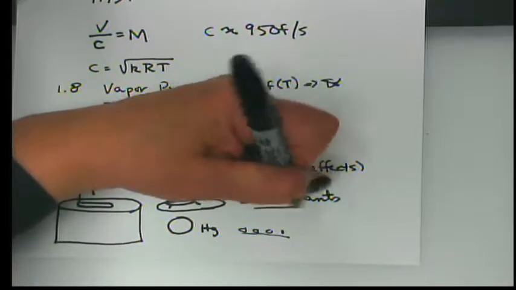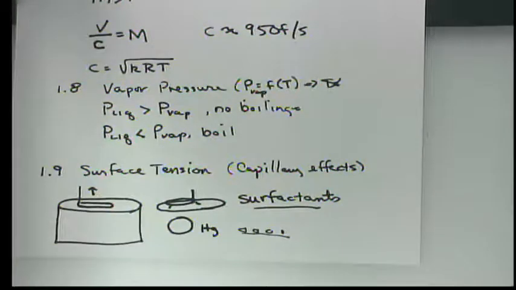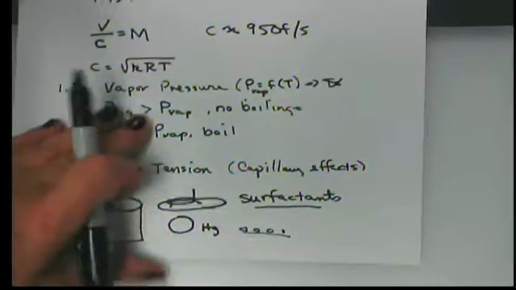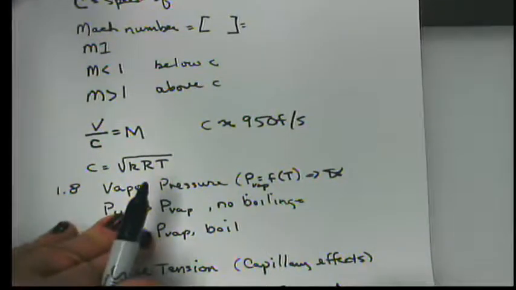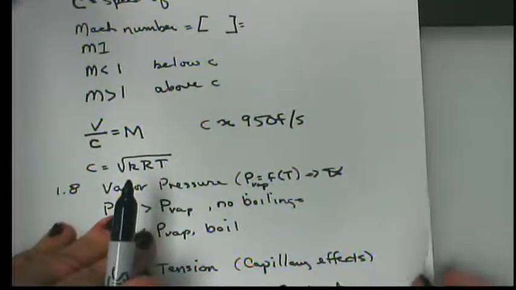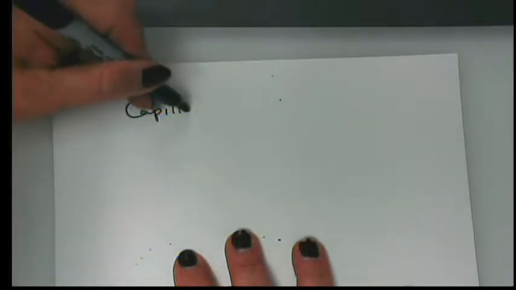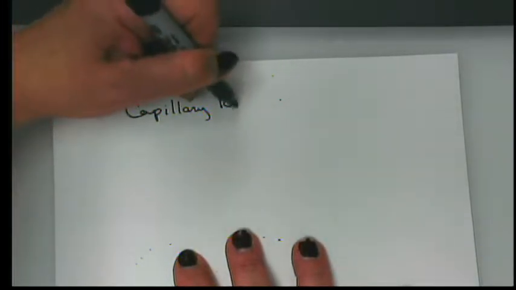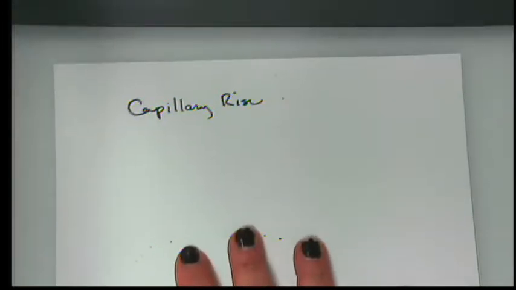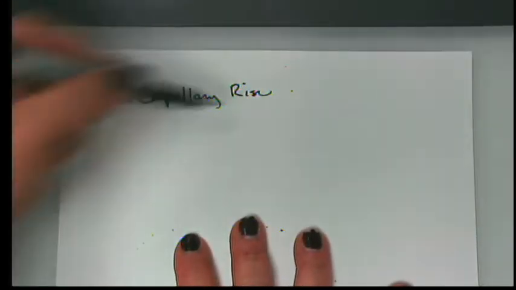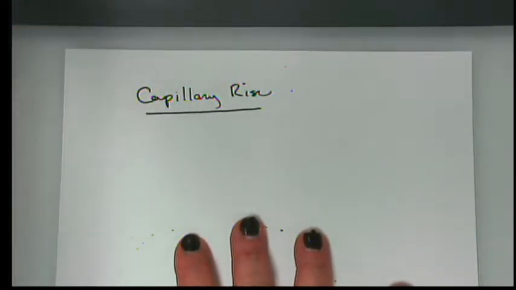And surfactants, like soap, are different types of things that you can add to fluids to change the surface tension of the fluids. But one of the things that is a direct result of fluid tension, or surface tension, is something called capillary rise. And this is actually the basis of manometry, if you remember from thermodynamics.